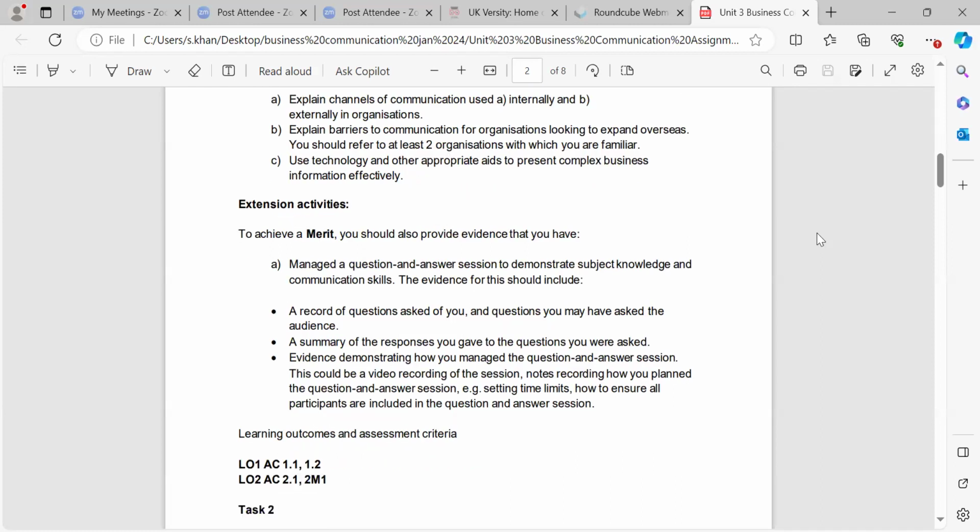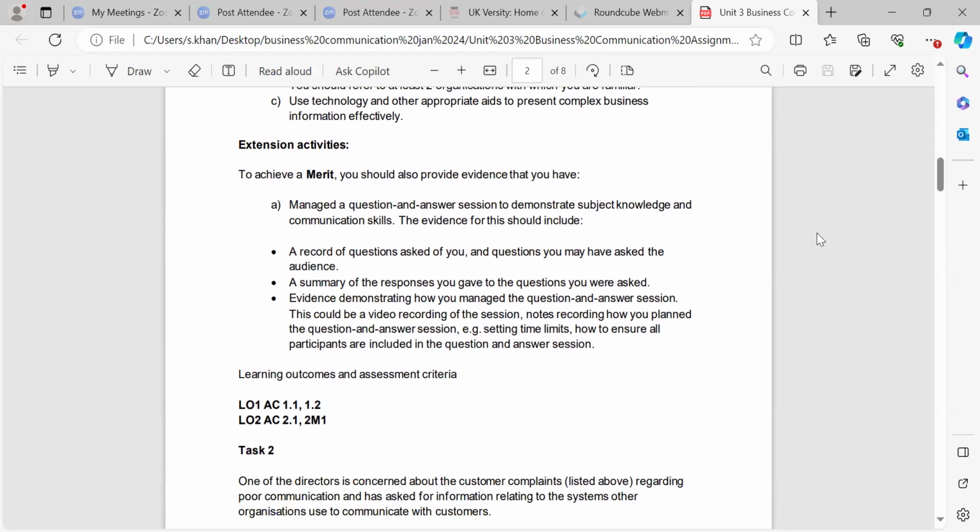The learning outcomes and criteria are learning outcome AC 1.1, 1.2, and learning outcome AC 2.1 and 2M1. And this activity to gain a merit is looking at the question and answer session, which is the second part, if you want to gain the merit.